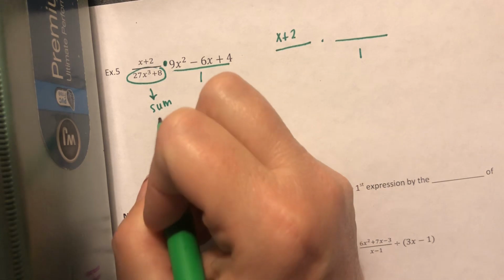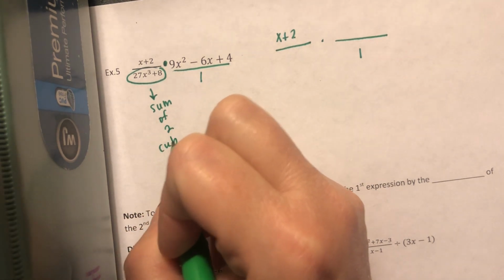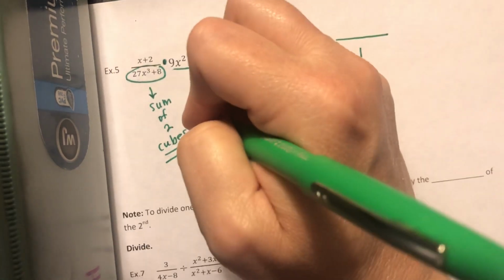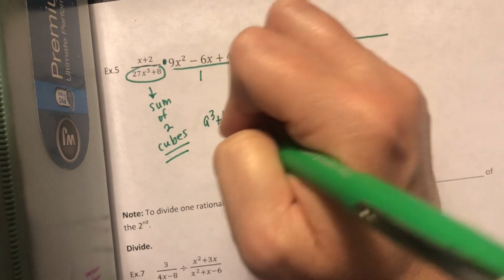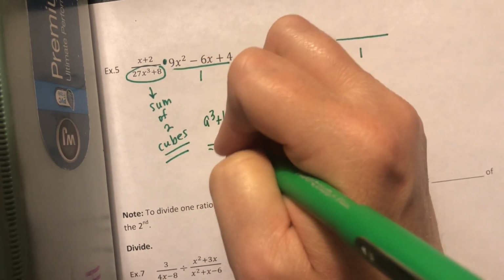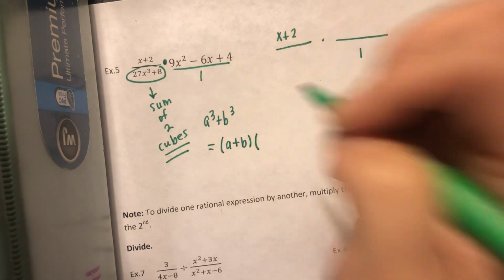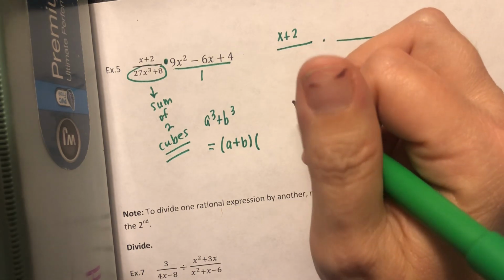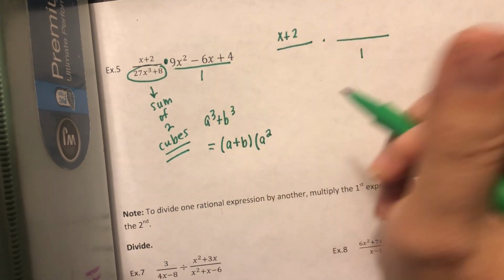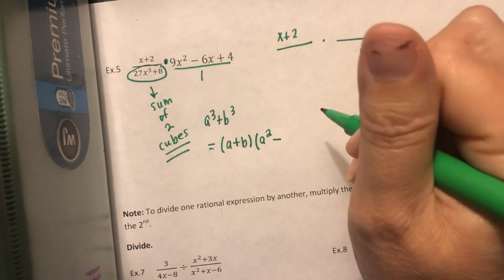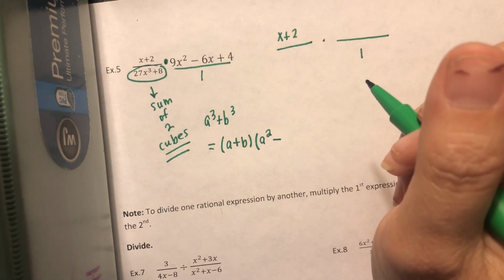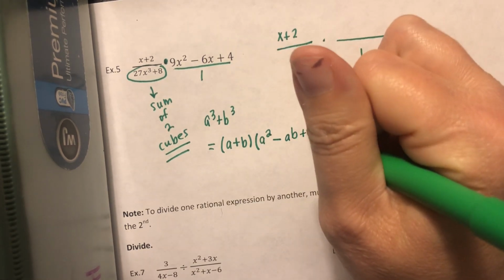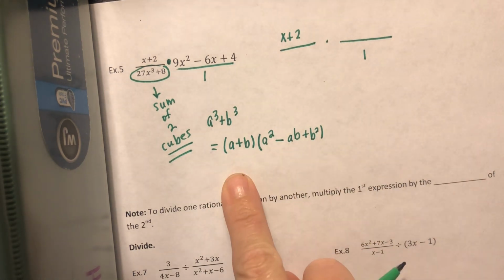This is sum of 2 cubes. So if you were not very good with that pattern, like a cubed plus b cubed, what does that become? It becomes a plus b times, think about if you remember this, it's going to be a squared minus, do you remember what comes next? AB, and then plus b squared. That is this pattern, okay?